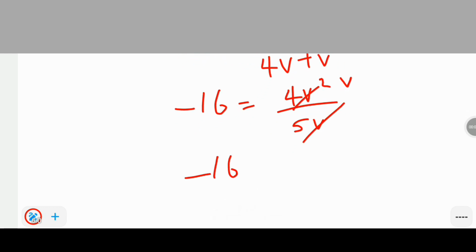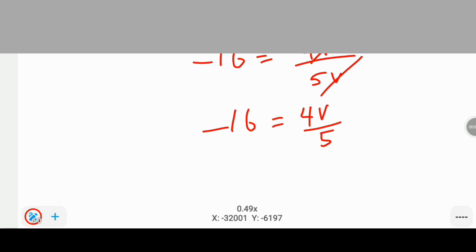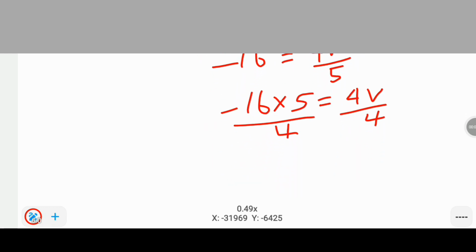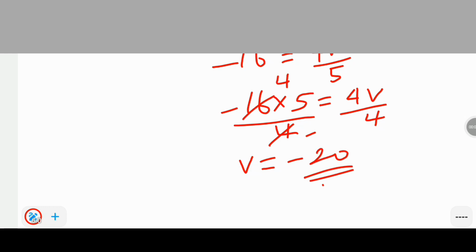So you have minus 16 is equals to 4V over 5. By the time you cross multiply, minus 16 times 5 will give you 4V. You can divide both sides by 4. So from here, V will be equals to, just cut it out, that will give you minus 20. So you can see that the value for the image distance is minus 20. It is negative because this is a convex mirror. It is always behind the mirror. So U is equals to 4V.